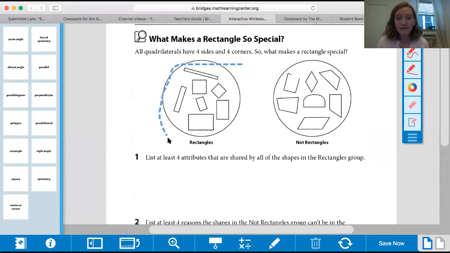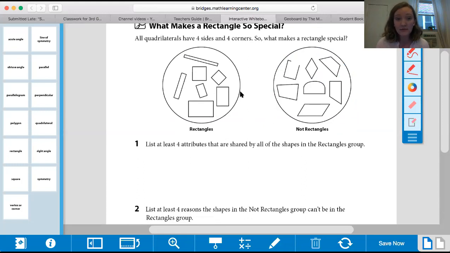They're showing you in this circle, these are all rectangles, and over here, these are not rectangles. Look, this one looks like the one we just made on the geoboard. It's open, it's not closed, right? It's not a real shape. And this silly one is rounded, doesn't even have corners. That's definitely not a rectangle, right? And these ones don't have all parallel lines, and they don't have 90-degree angles. These all look like some really good rectangles.